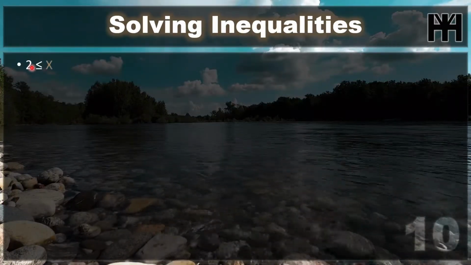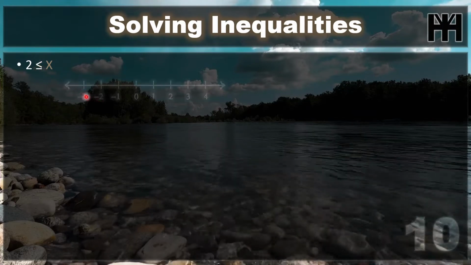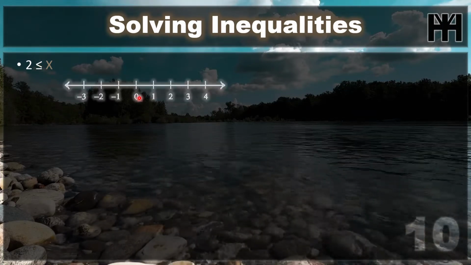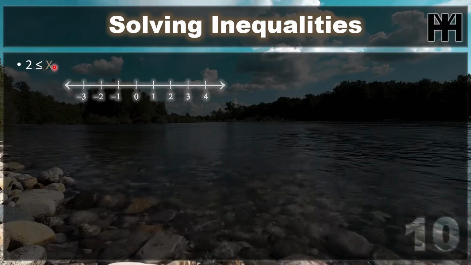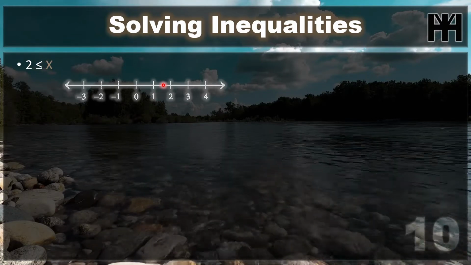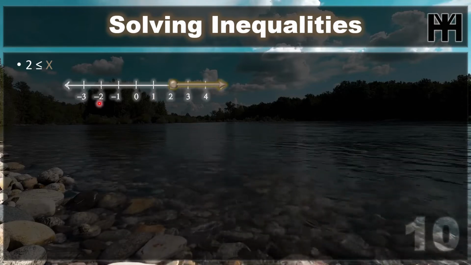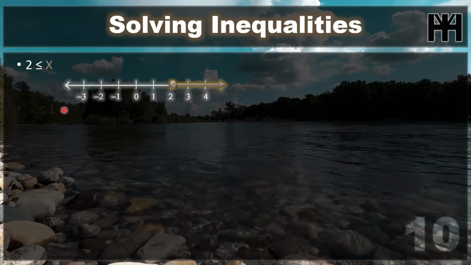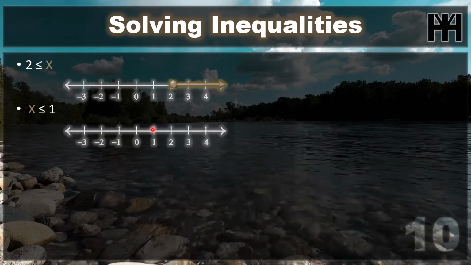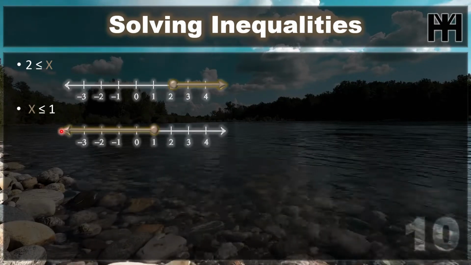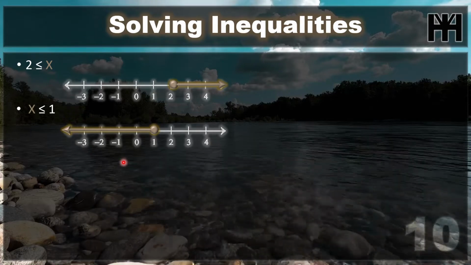Okay, let's say we have 2 smaller than or equal x. So let's represent it in the number line. So x is greater than or equal to, let's say x is greater than 2. So we'll start from 2 to the end. Okay, let's say we have x is smaller than or equal 1. We have 1 here, and x is smaller than or equal 1. So we'll go to the left.